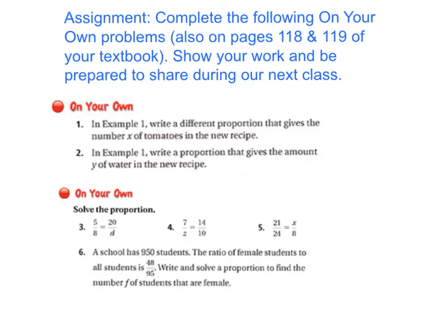Your assignment for this lesson is to complete the following on your own problems, which are also on pages 118 and 119 of your textbook. Be sure to show your work and be ready to share during our next class.